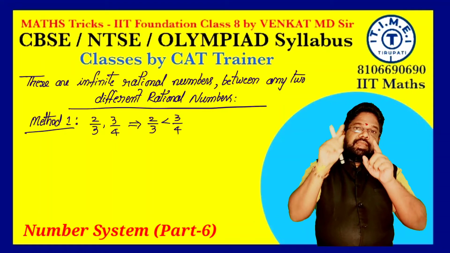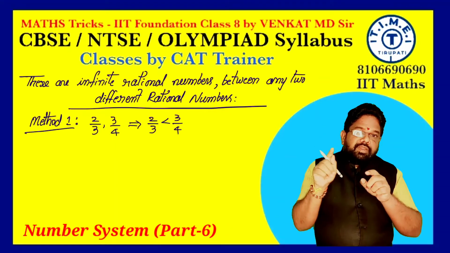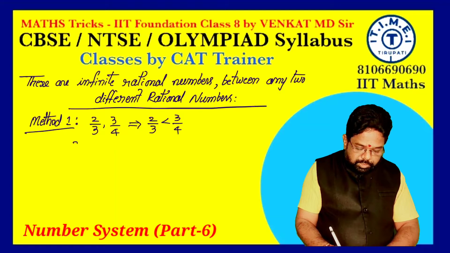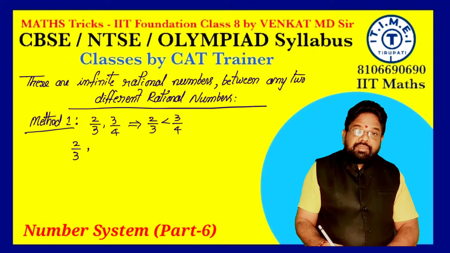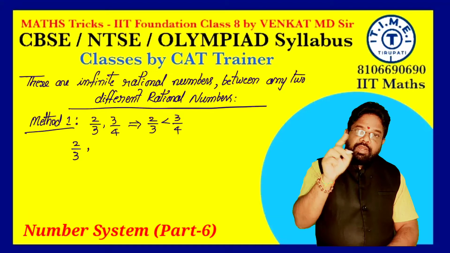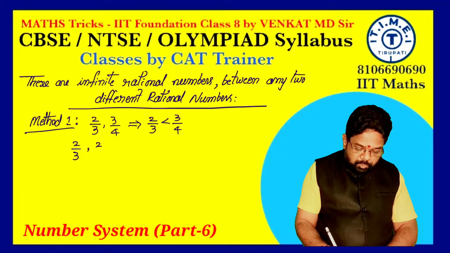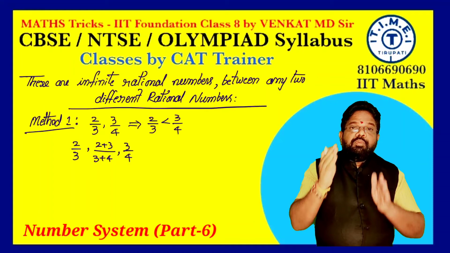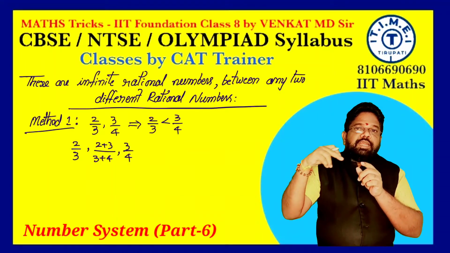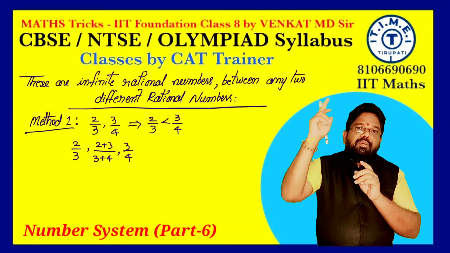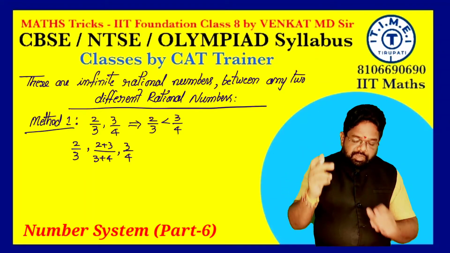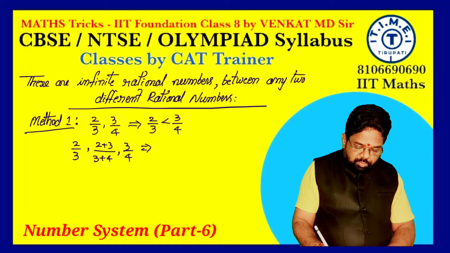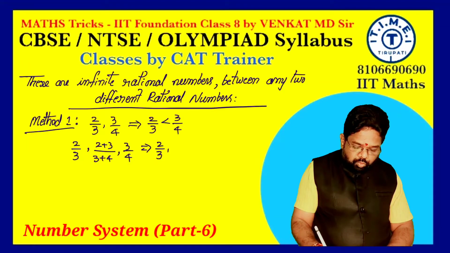How can you get that? Take the sum of the numerators and the sum of the denominators. See here, for 2 by 3 and 3 by 4, the sum of the numerators is 2 plus 3, by the sum of the denominators, 3 plus 4. Between 2 by 3 and 3 by 4, we arrange one fraction that lies between these two, by taking the sum of numerators by the sum of denominators. Now if we simplify this, 2 plus 3 is 5, by 7.